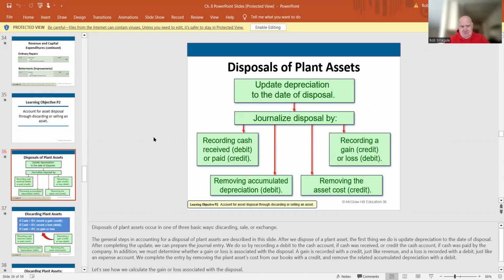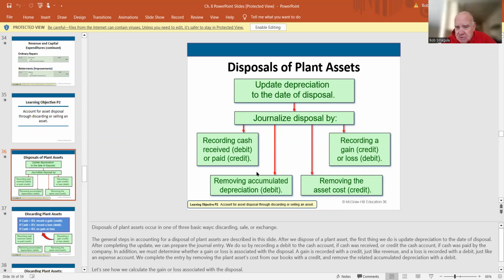Disposal of plant assets. Update the depreciation to the current date. Okay, we do that every month, right? And you journalize the disposal. You're going to record the cash. You're going to debit cash, debit accumulated depreciation, credit the original cost of the asset. Can you remember those three things?